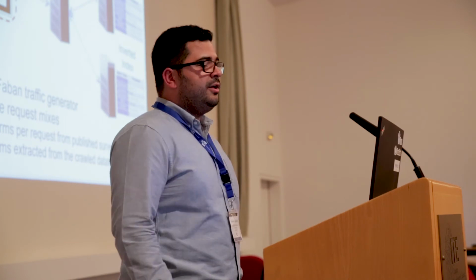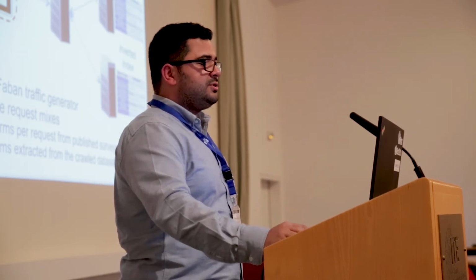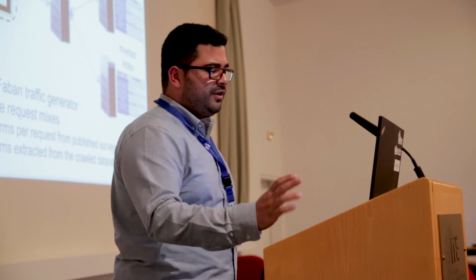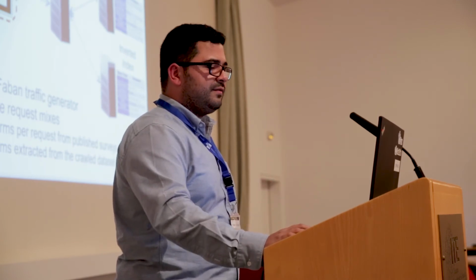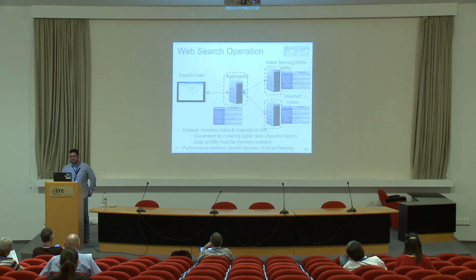We use a Faban traffic generator here to just run traffic, and we can tweak it to differentiate the number of requests. We are very flexible in how to define the software and how to run it. For the backend, we use Apache Solr, a search engine, for the ISNs. The data set is already aggregated there. Here again, the performance metric is search ops per second, and this provides us with the latency.